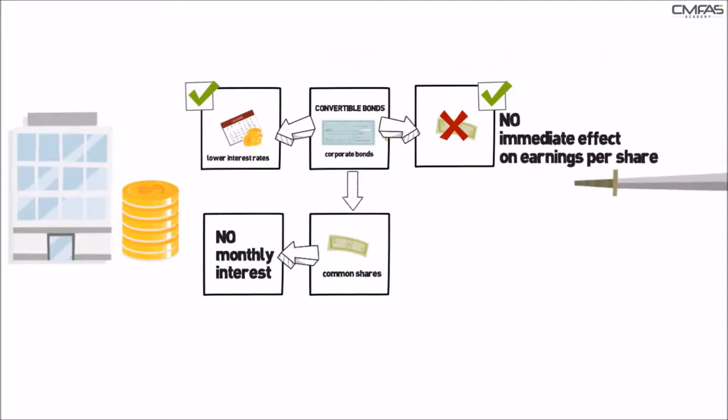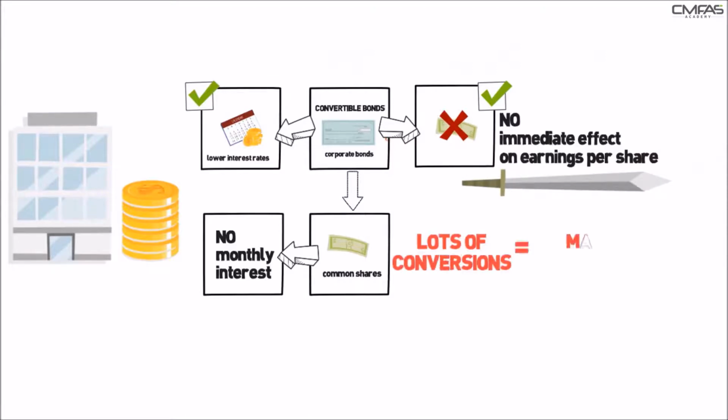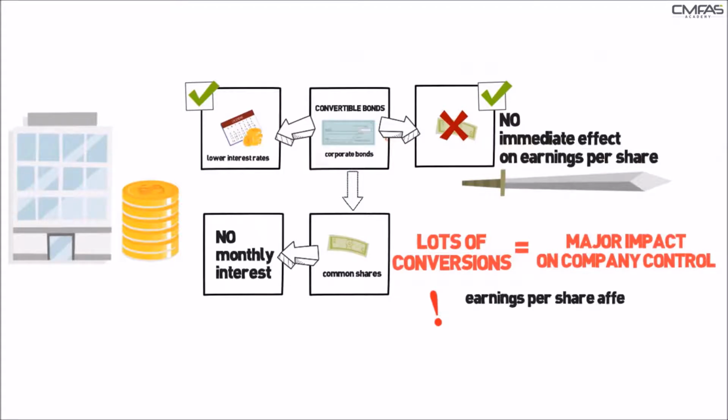This benefit can also be a double-edged sword. If a sizable number of simultaneous conversions take place, they could impact earnings per share and voting rights, which could effectively alter company control.